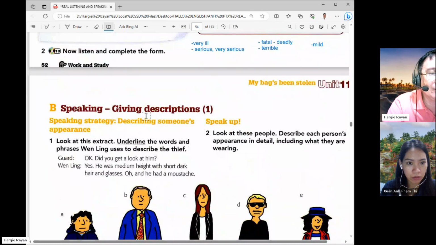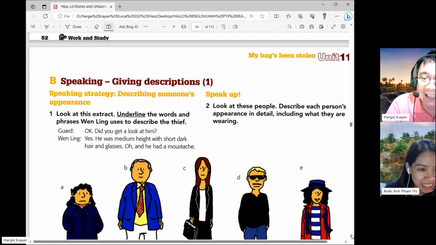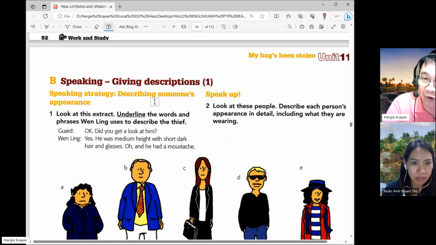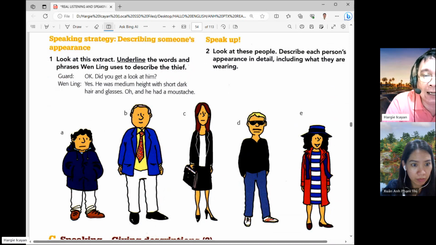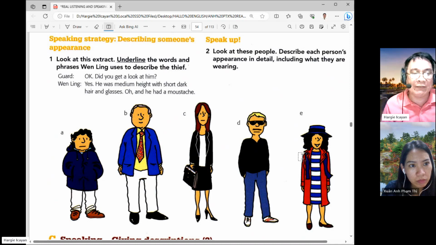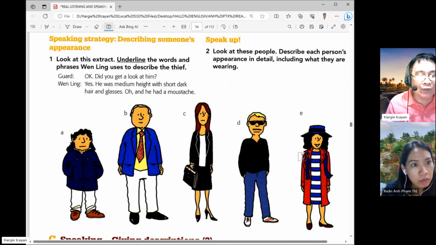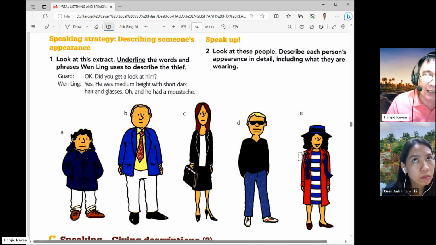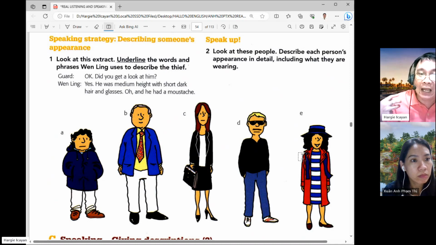Now, moving on. Just like a doctor giving descriptions, right? As a doctor, you do give descriptions. In the police, you also give descriptions. So speaking strategy, describing someone's appearance. It's very, very important. As a doctor, you also describe the appearance of your patient, right, Anne? Yes. Okay, because it's also important that you put that on the medical record of the patient, the body, right? Yes. His body.